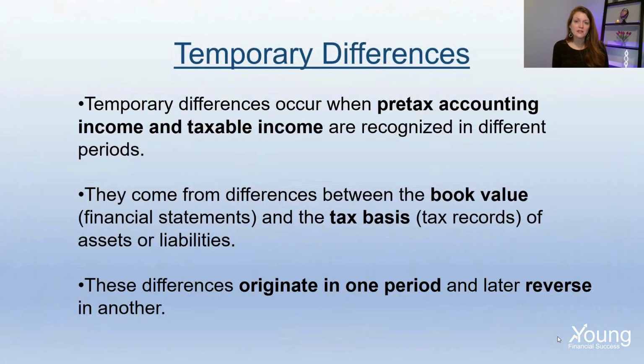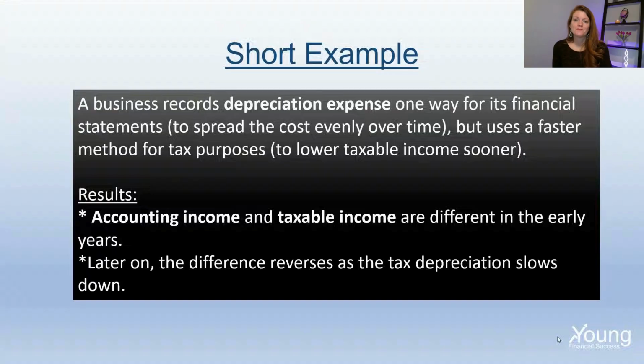Temporary differences occur when pre-tax accounting income and taxable income are recognized in different periods. And this can take place with a lot of different transactions. They come from differences between the book value, which is what we're going to be calling the financial statements, and the tax basis, which is what we're talking about with our tax records, of our assets and our liabilities. The differences originate in one period and then later reverse in another, or maybe several other periods.